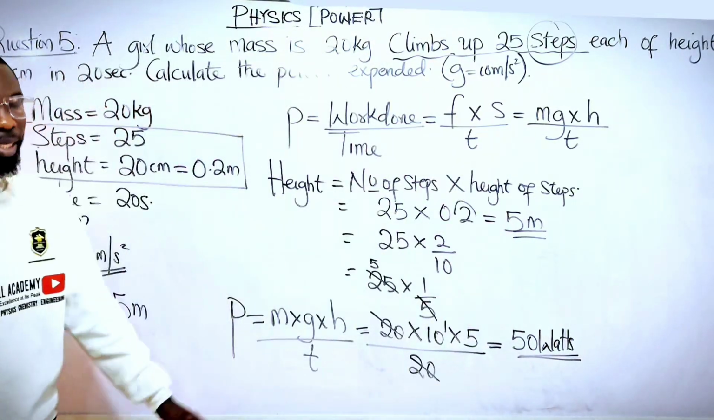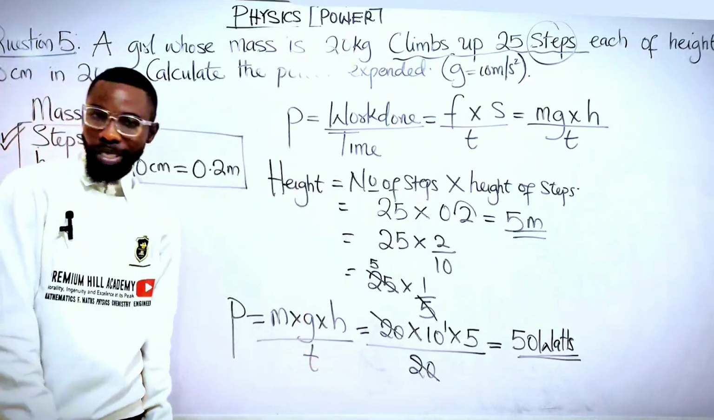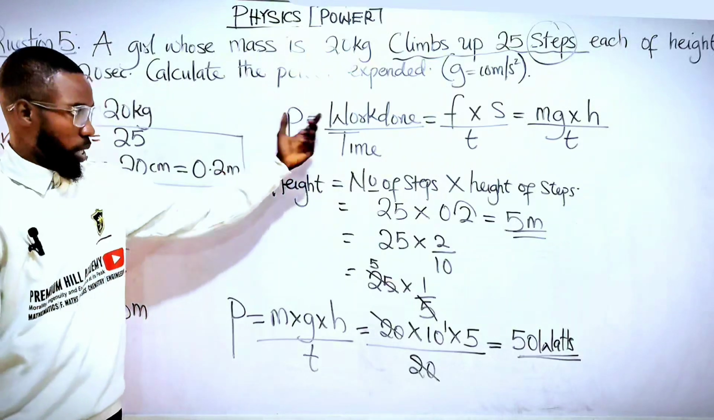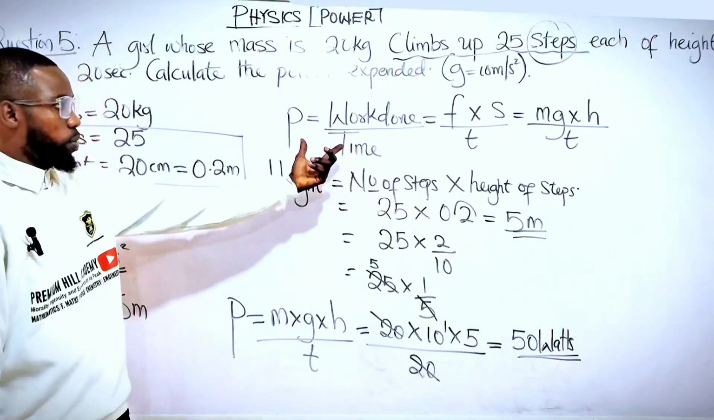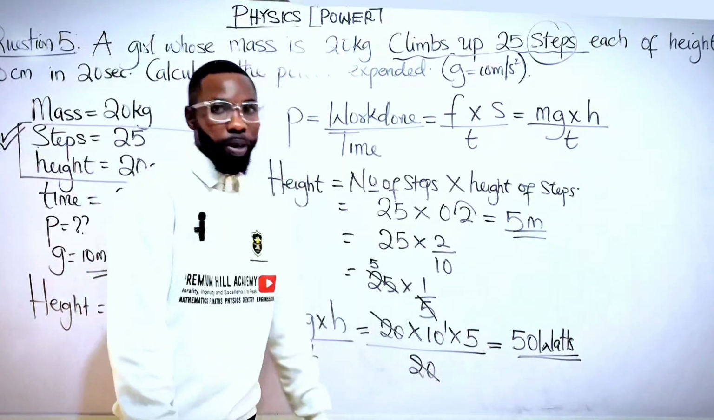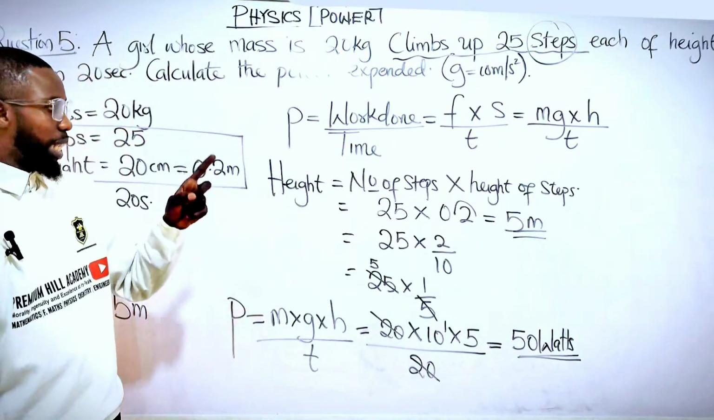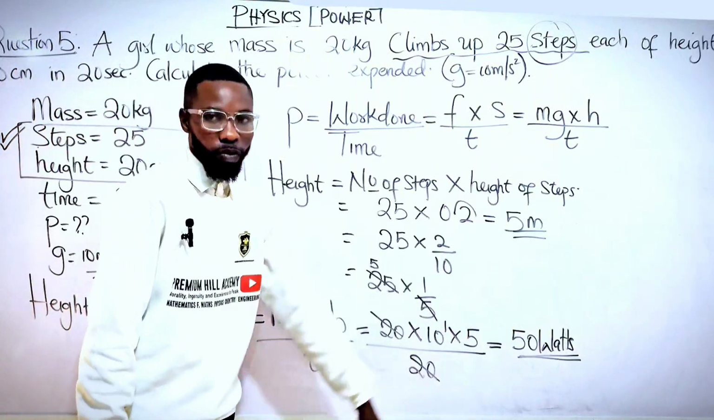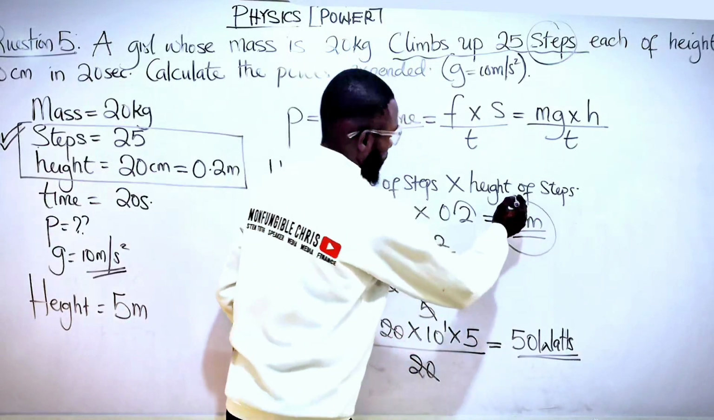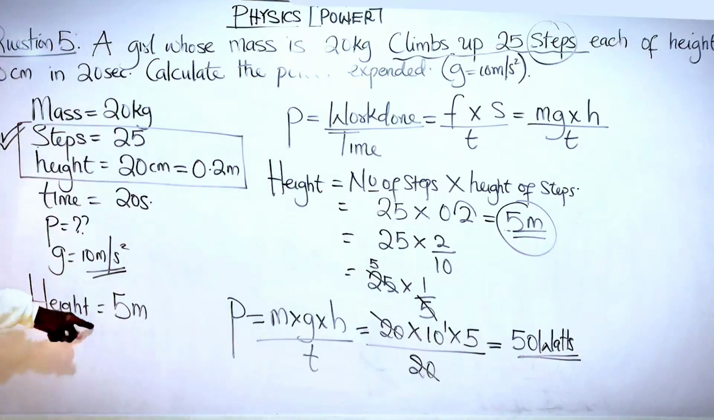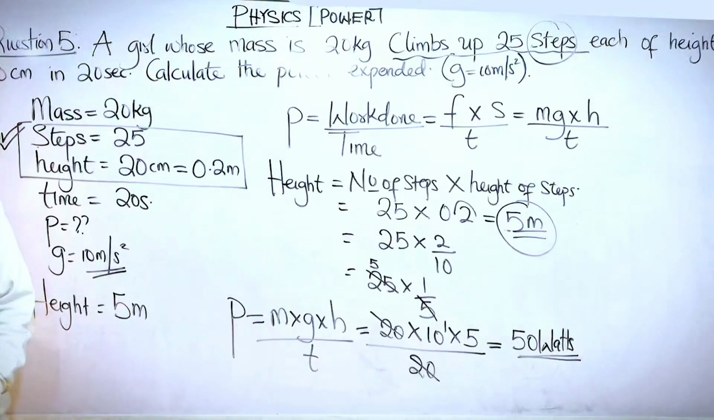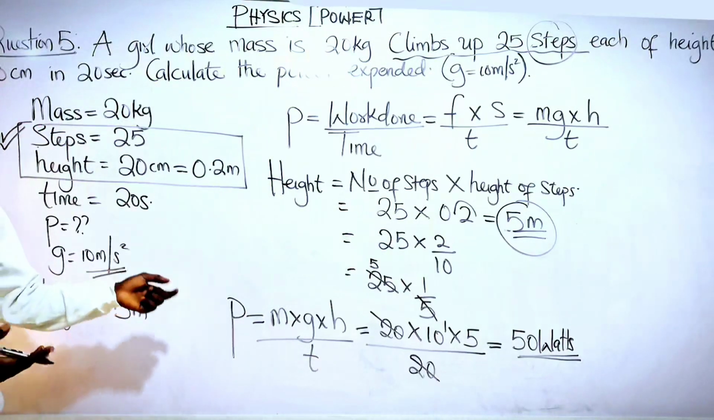Alright, see how easy it is. And this is for questions as regards climbing of steps. So when they give you questions like this, you simply follow the steps. You take the formula for the power. You've been doing that for a long time. You know the power is force times distance, and if you convert to height, it becomes mgh over t, right? And then how do we get the height? Total height will be number of steps times the height of the steps. We got ours as 5. That's how we're putting 5 here, right? So we plug them into the parameters for the question. We're going to have 50 watts as our answer. So I hope you understand what we just did.